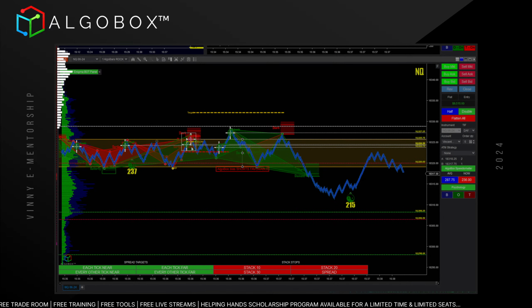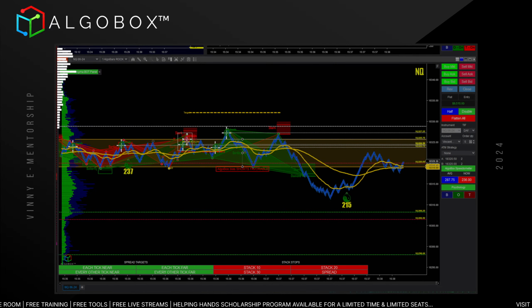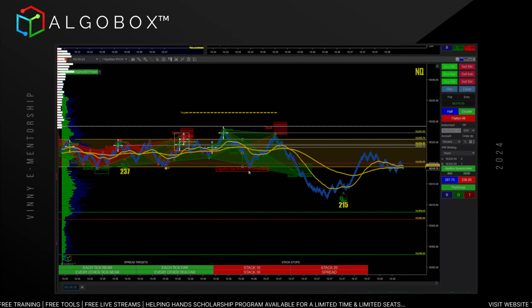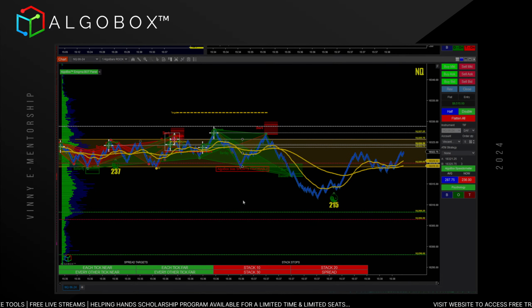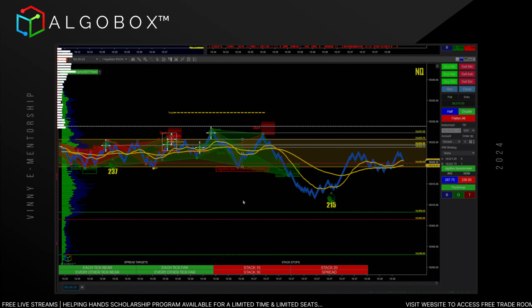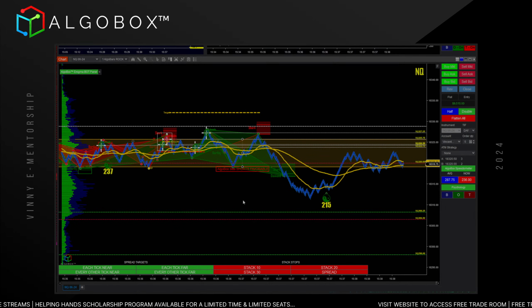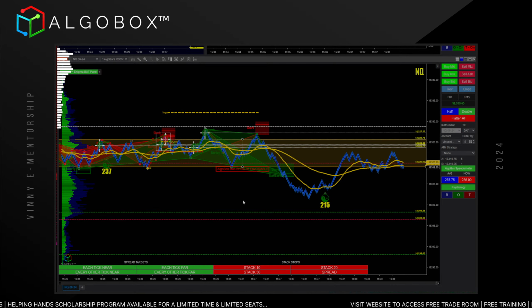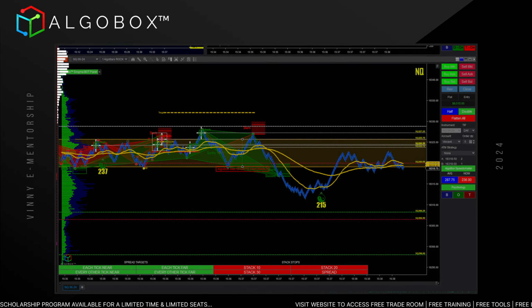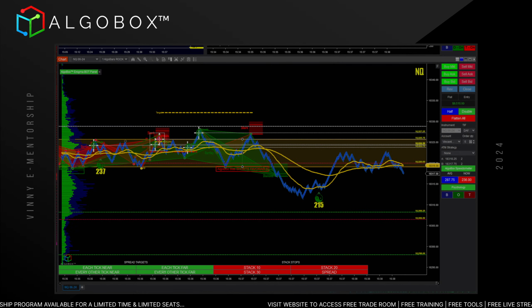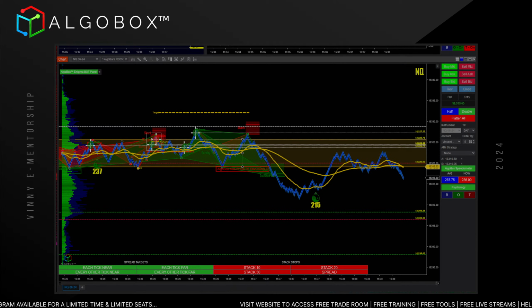Remember, on a DCR, double cross, top of a zone or bottom of a zone: Target 1, middle of the zone. Target 2, opposite side of the zone. Playbook. Wouldn't say classic, but I would say algo box playbook. You can't do that anywhere else. Only on algo box. Get you some.